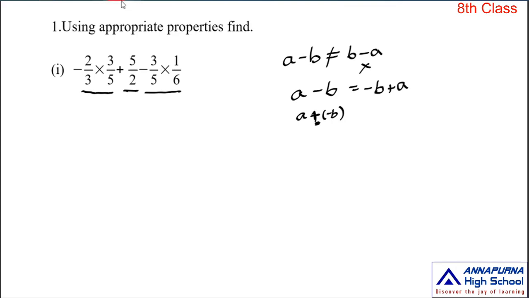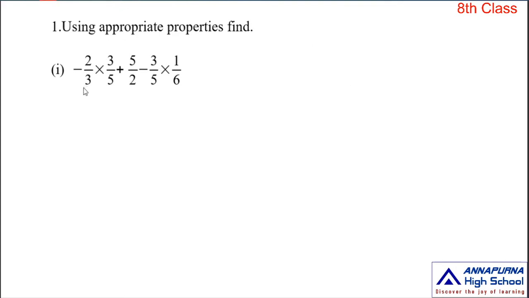Now come to the question. Minus 2 by 3 into 3 by 5 is the first term, 5 by 2 is the second term, and minus 3 by 5 into 1 by 6 is the third term. When you observe these three terms, the first term and third term have two factors, and in the middle term we have only one factor, that is 5 by 2.